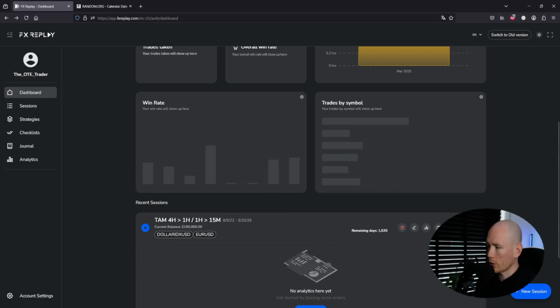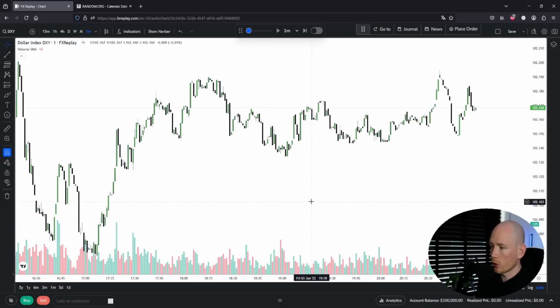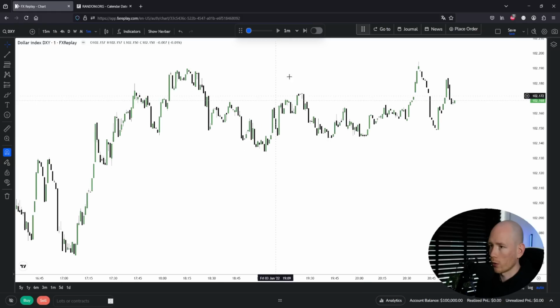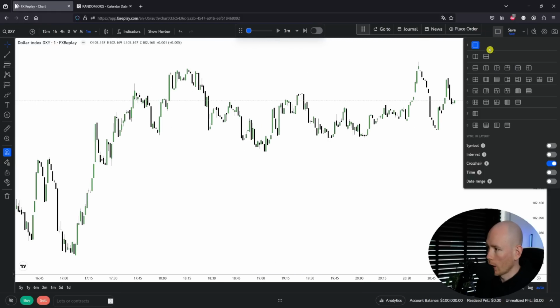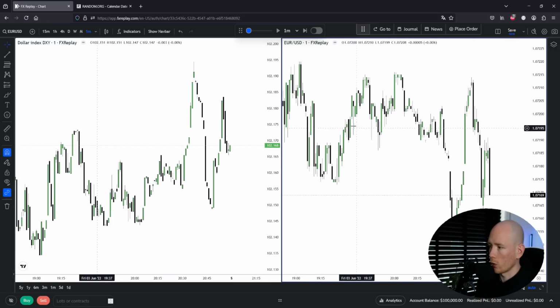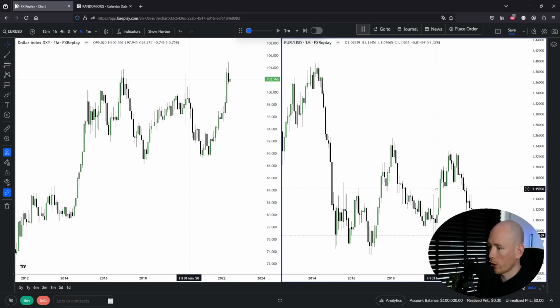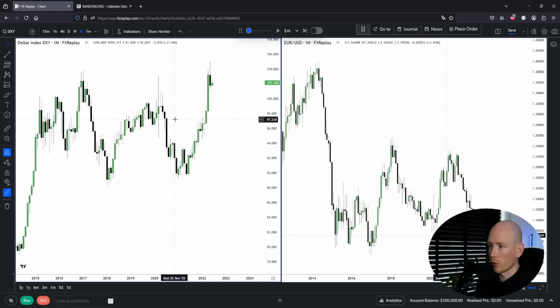We have two assets. We have DXY, we have Euro USD. We're gonna be looking for those sequences, and let me get rid of the indicator here. That is of no use for us. Let's split up the screen. Dollar index on the left and the Euro on the right. Start on the monthly, and then we'll do a top-down analysis, see what most likely is gonna happen.